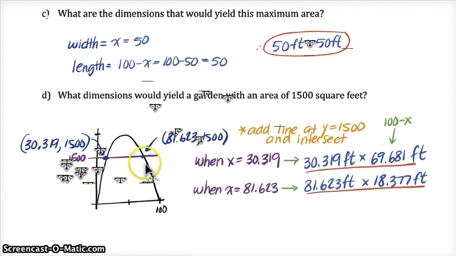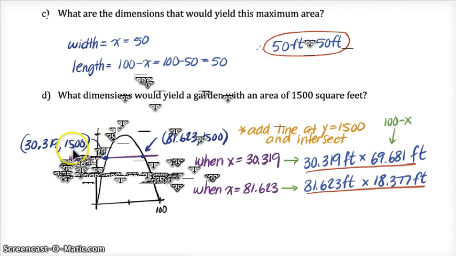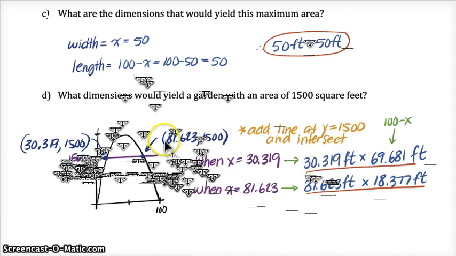Then to solve this graphically is kind of nice. If you do this, intersection with a line y equals 1,500 on your calculator, and you can solve this for the intersect. I'm not going to do that because we just did that in section 2.6, and you've already taken a quiz on that. But that's what comes out in the calculator. Or you could, of course, solve 1,500 equals the area equation, 1,500 equals x times 100 minus x, and you get the same equation. You have to use the quadratic equation. So if one dimension is 30.319, the other one is 100 minus that, and the same thing happens here.